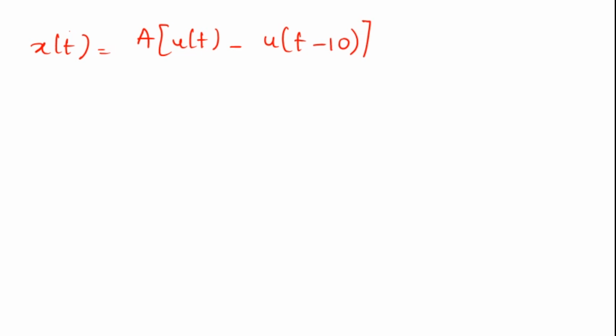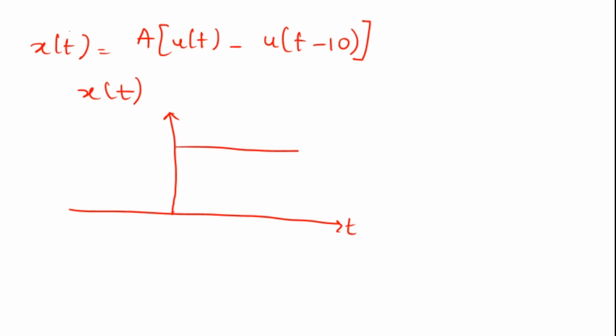Next problem, x of t is equal to A into u of t minus u of t minus 10. Then we can draw x of t as, we have to draw u of t and u of t minus 10. Then we have to subtract u of t minus 10 from u of t and we get the signal x of t as, this is 0 and this is 10, amplitude is A.